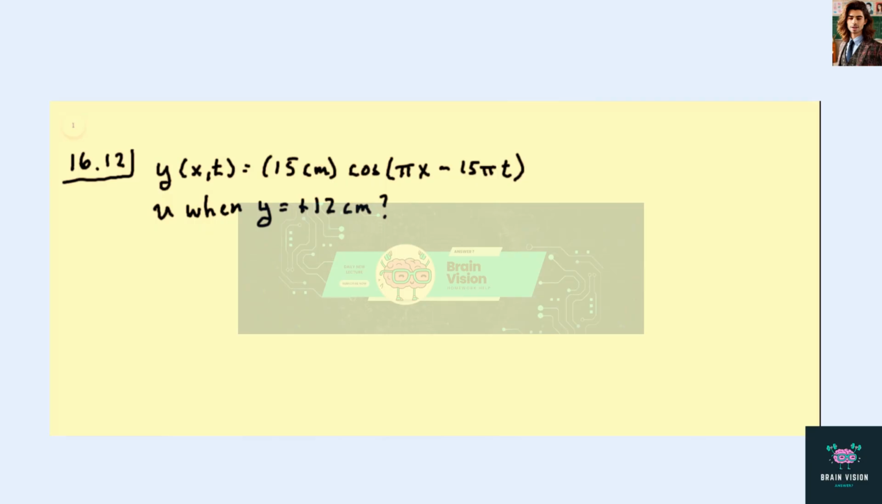16.12. So we're given the function for a wave on a string. x and t are in meters and seconds, respectively. And so what we want to do is find the transverse speed u for any point on the string when its displacement is positive 12 centimeters.